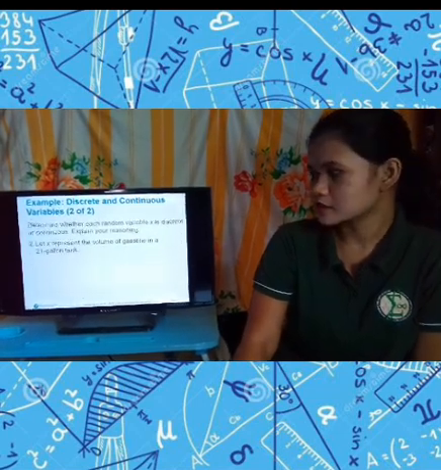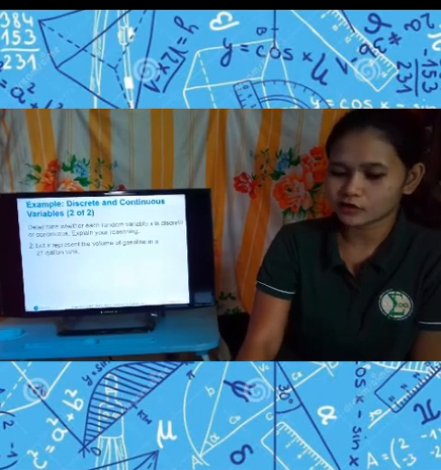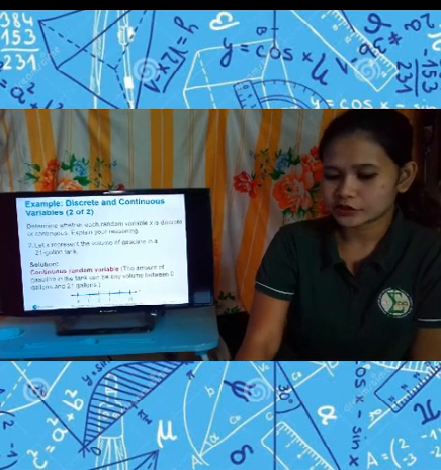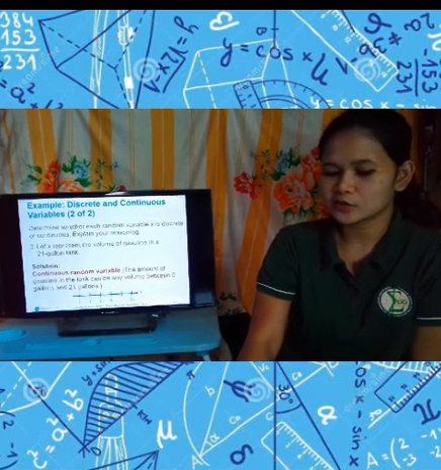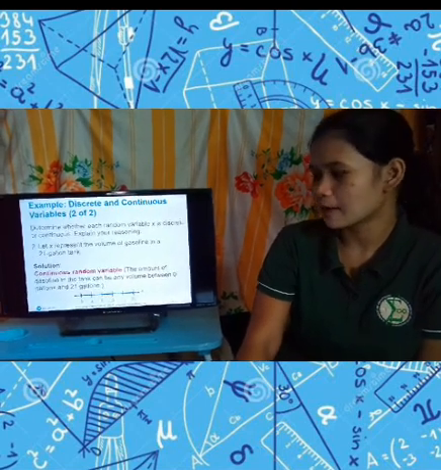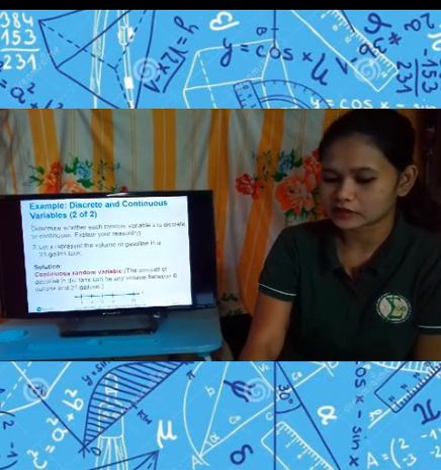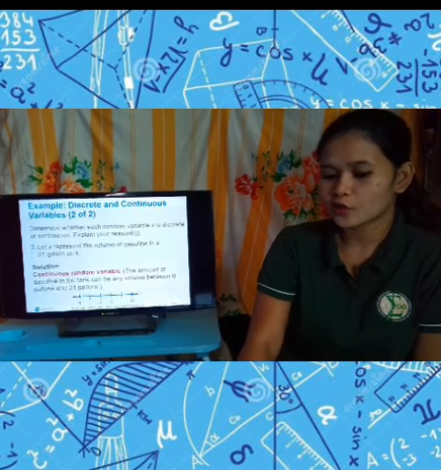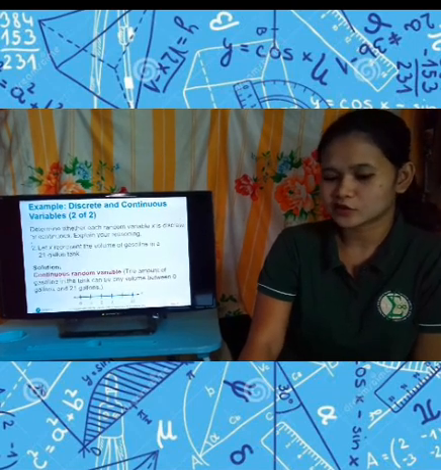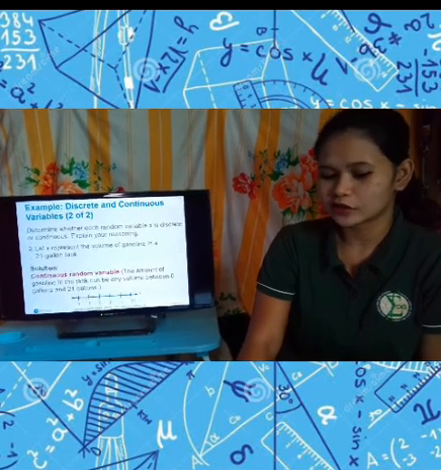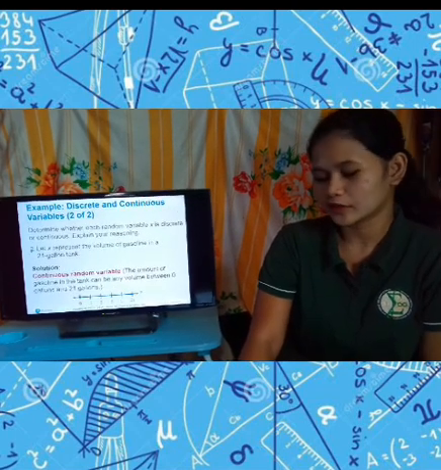Another example is, let x represent the volume of gasoline in a 21-gallon tank. Solution: the example is a continuous random variable because the amount of gasoline in the tank can be any volume between 0 gallons and 21 gallons. So volume cannot be counted. This means that our interval is just between 0 gallons up to 21 gallons.